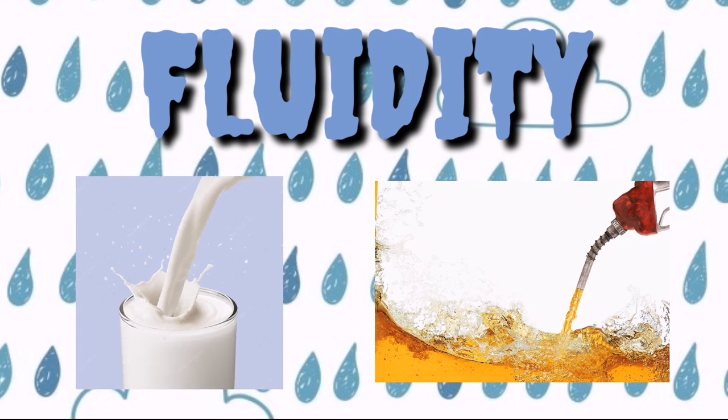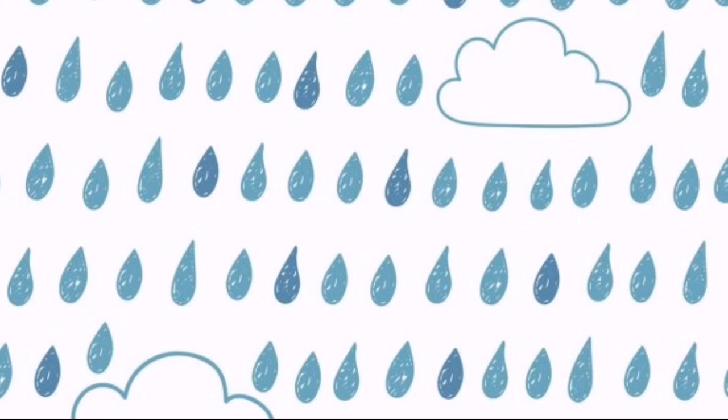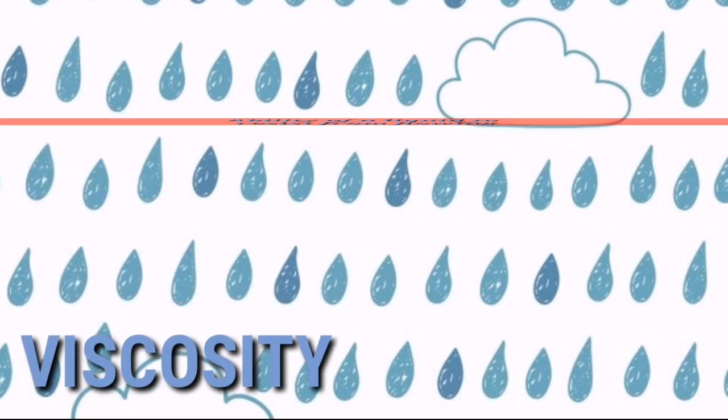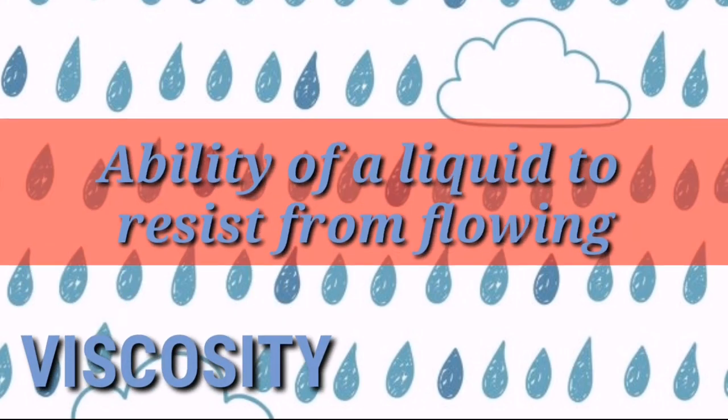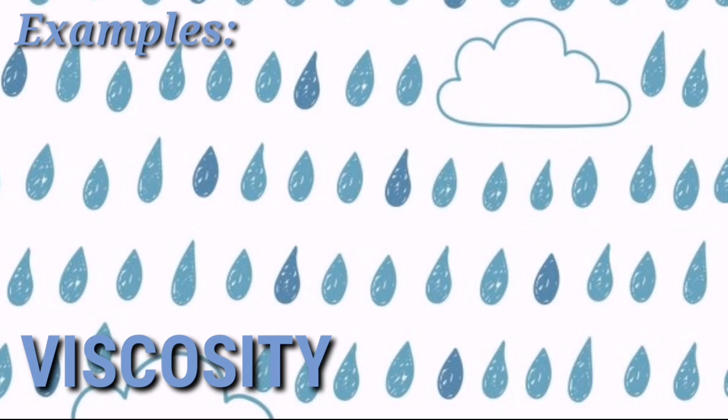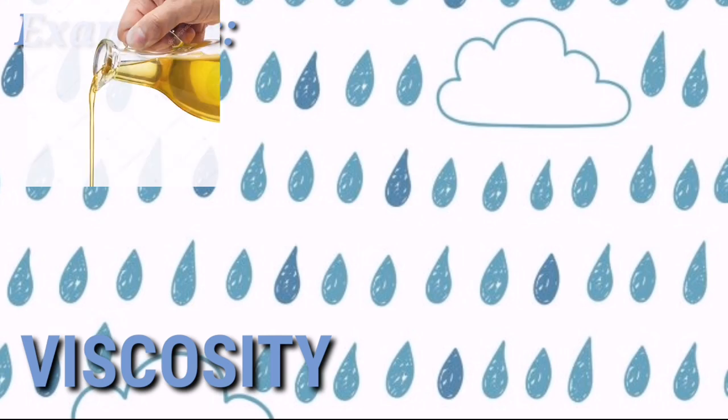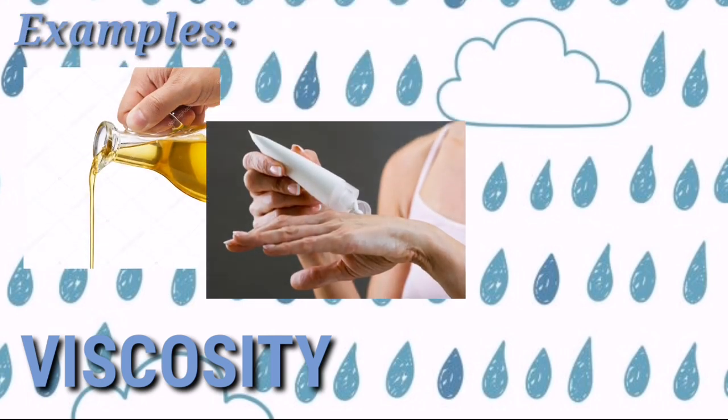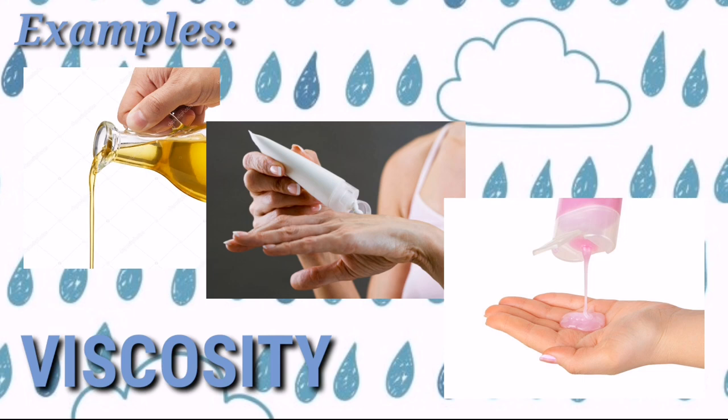Did you know that some liquids do not flow easily? The ability of a material or a substance to resist flowing is called viscosity. Examples: oil, lotion, liquid soap, shampoo, and conditioner.